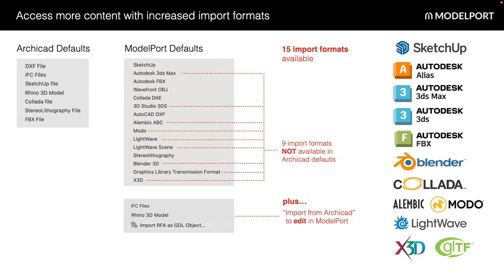Also available is the import from Archicad. I'm going to show you an example of this option in ModelPort later, but this allows you to import into ModelPort formats that are not available in ModelPort, such as IFC files, Rhino 3D models, and Revit objects as well. So if those formats are not available in ModelPort, but they're available in Archicad, you can import those in Archicad, place them in your plan, select the object, and then use the import from Archicad object in ModelPort to bring that object into ModelPort. As I mentioned, I'll show you how that works toward the end of the presentation.